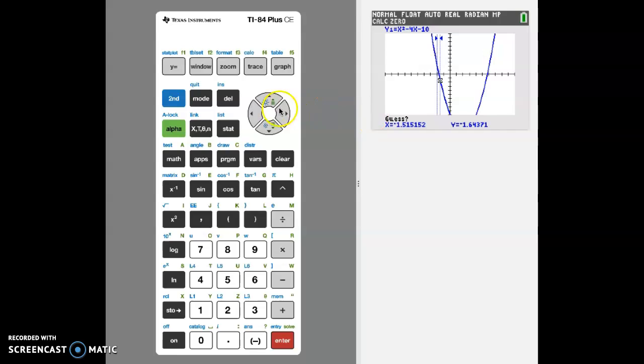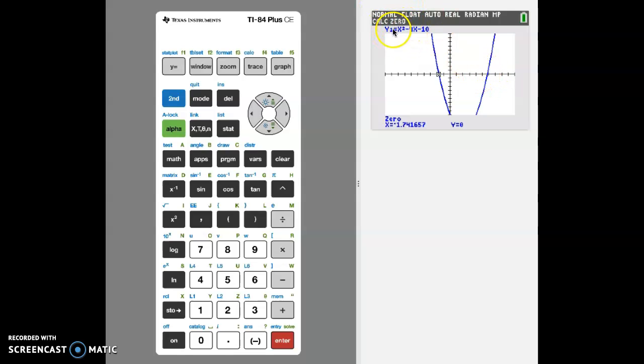And then it says take a guess. So I'm going to hit the left arrow one time to get just a little bit closer to where that x-intercept is and hit enter again. And now it gives me the exact value of my x-intercept. I would write that down and then I say, oh, but there's a second x-intercept here.